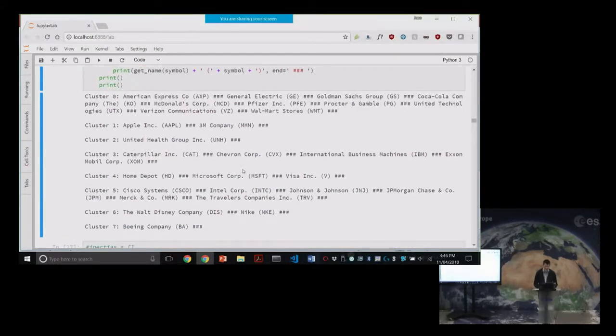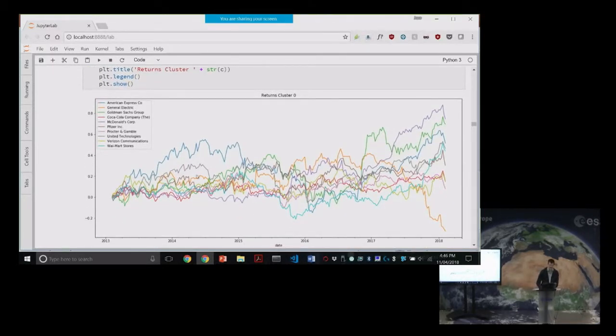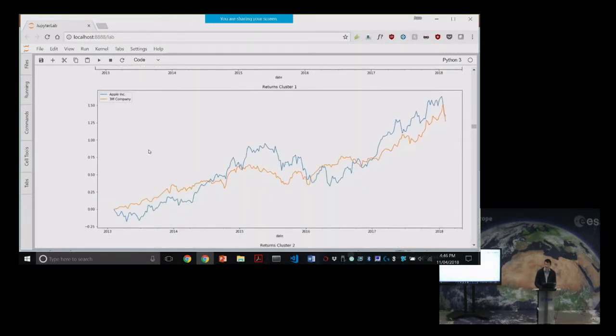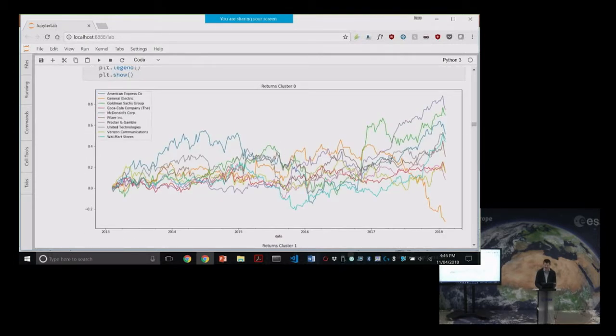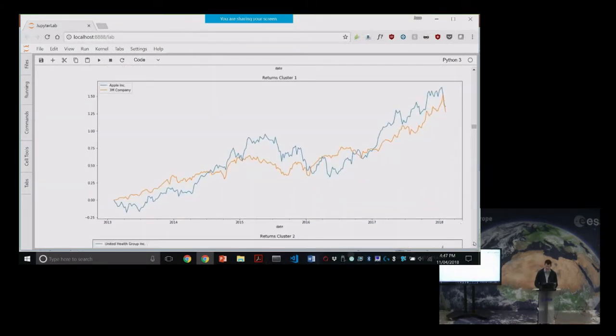So this is what you get. I don't know if you are familiar with the companies, but maybe it's best to make a plot. Cluster zero, you have all of those. Cluster one is Apple and 3M, and you see these are kind of similar. The one before looks somewhat different, but when you compare to the others, you can see that they are not that different. They're about the same interval, between -0.2 and 0.8, while the others go much higher.